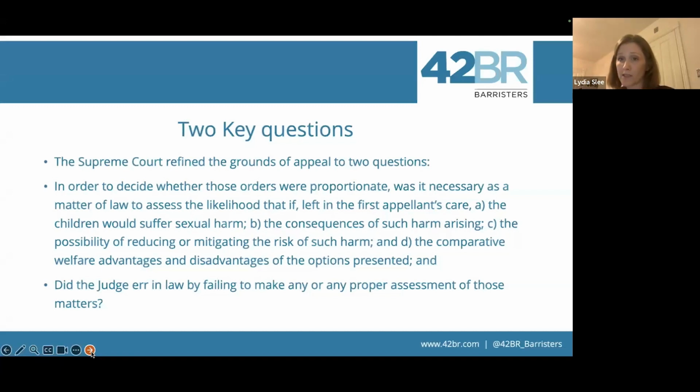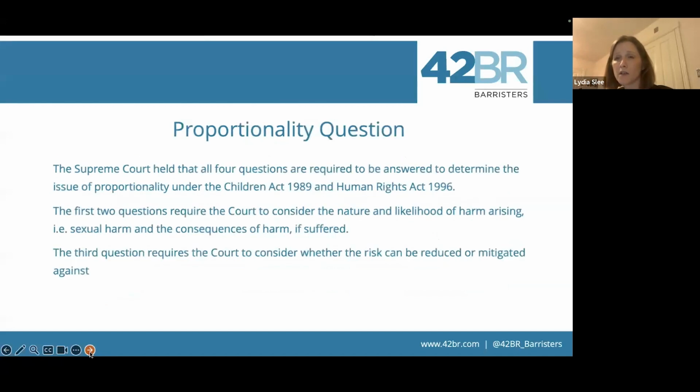And the second question is the balancing question, and in a nutshell, it's the question of whether the judge erred in law by failing to make any proper assessment of those matters. So turning to the proportionality question, the court held that all 4 of those questions needed to be answered in order to determine the issue of proportionality, and that was required under the legislation.